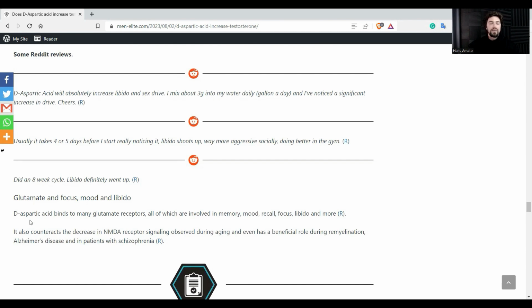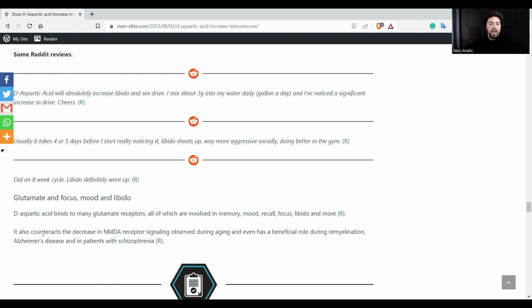So D-aspartic acid binds to many of the glutamate receptors, and you might know glutamate as the neurotransmitter that's involved in memory, mood, recall, focus, libido, and more. So many nootropics actually work on some of the glutamate receptors, and that's how it helps you to focus, can actually help to uplift your mood, and it can help to boost your libido.